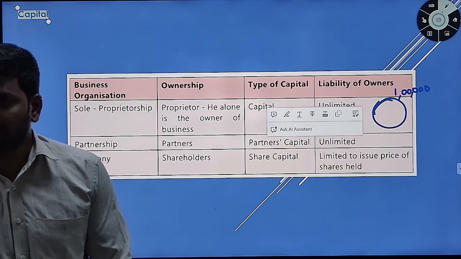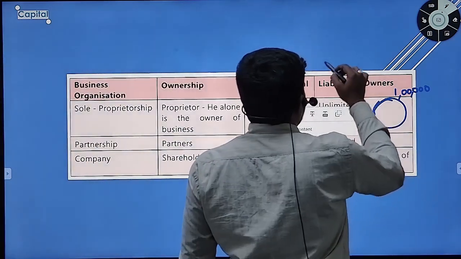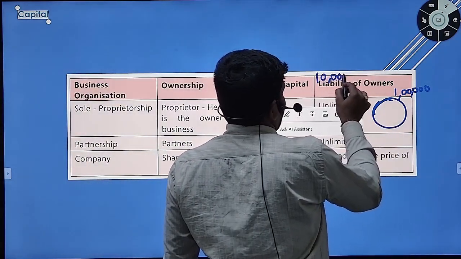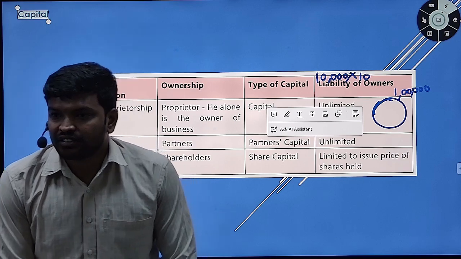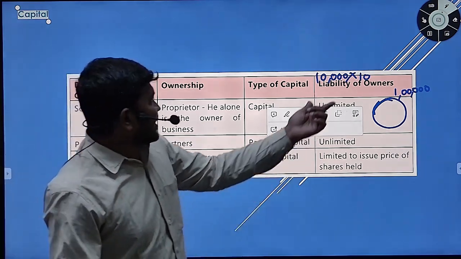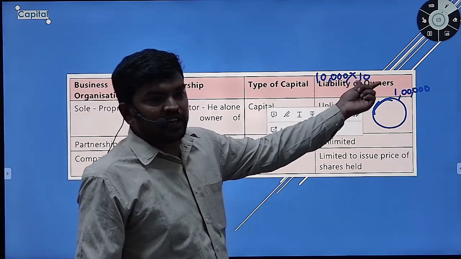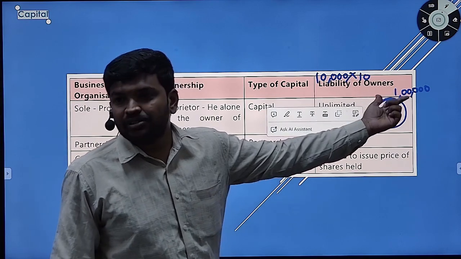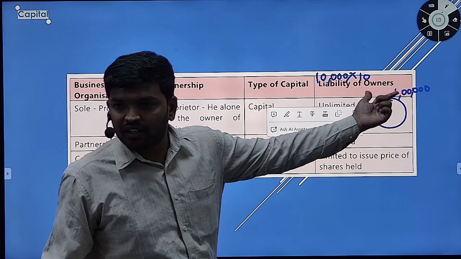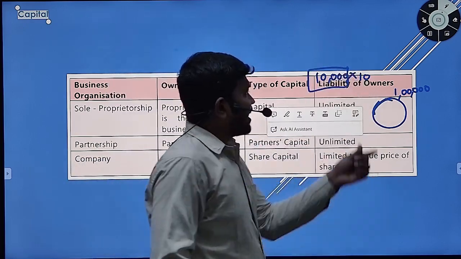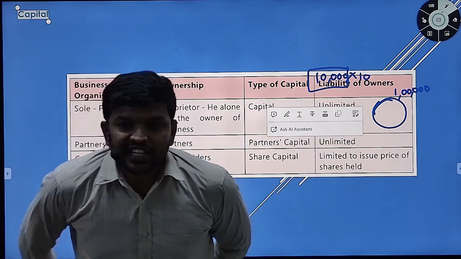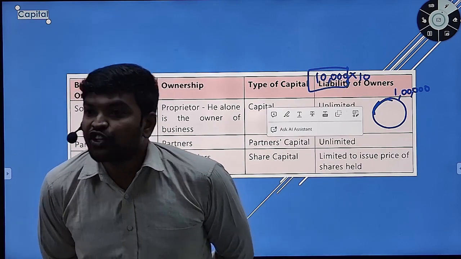10,000 parts. तो 10,000 into 10 rupees कितना होगा? 1 lakh होगा. तो 10,000 parts, each part worth is 10 rupees. Clear? Now this 10,000 parts is called shares. 10 rupees is called share price or issue price.